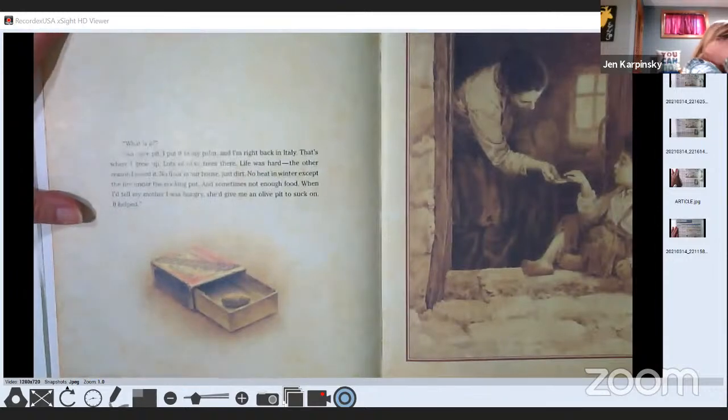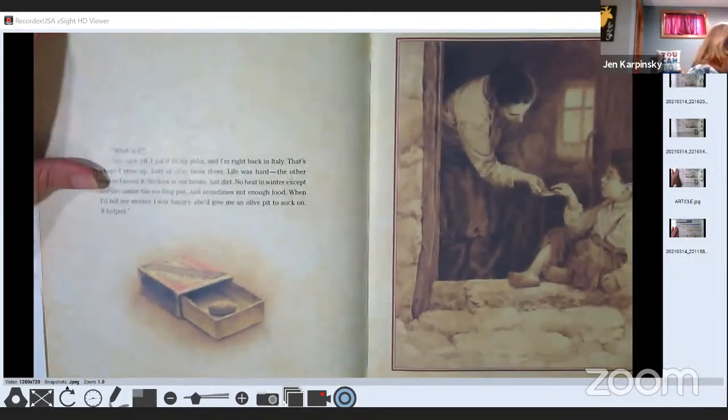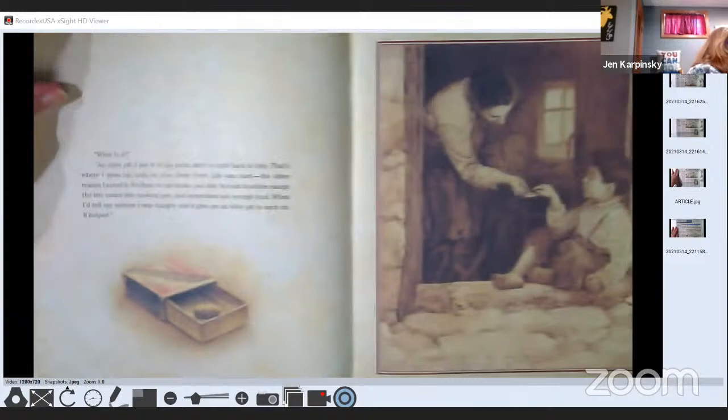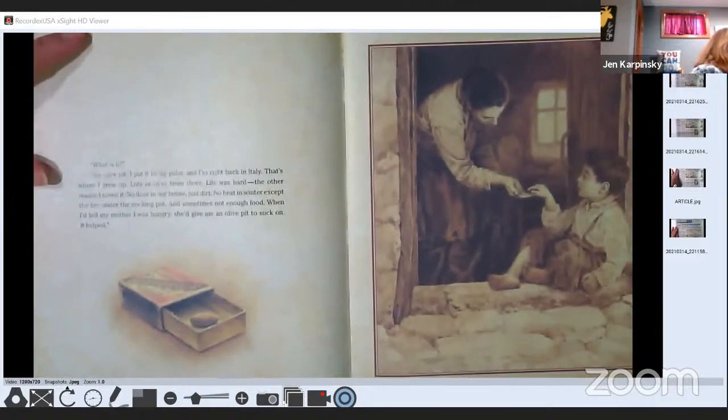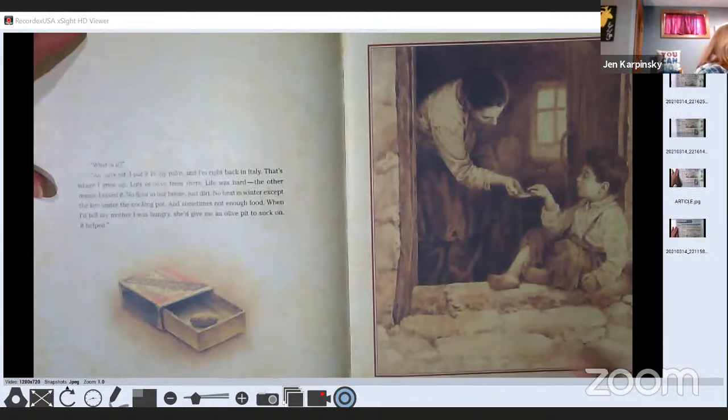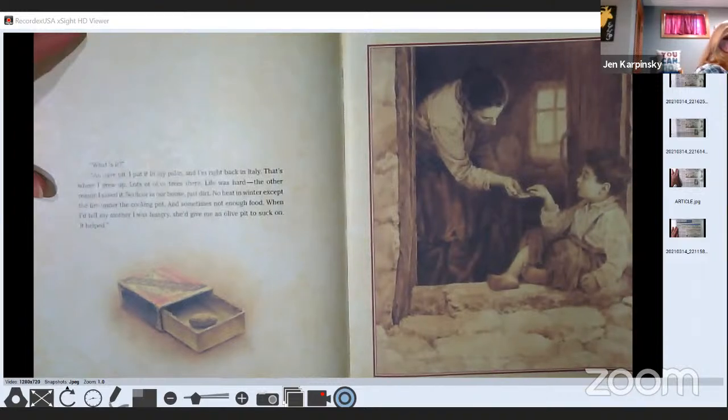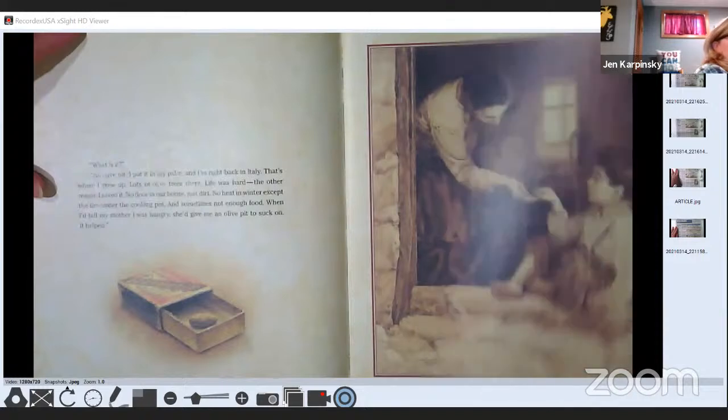What is it? It's an olive pit. I put it in my palm and I'm right back in Italy. That's where I grew up. Lots of olive trees there. Life was hard. The other reason I saved it: no floor in our house, just dirt. No heat in the winter, except a fire under the cooking pot, and sometimes not enough food. When I'd tell my mother I was hungry, she'd give me an olive pit to suck on. It helped.